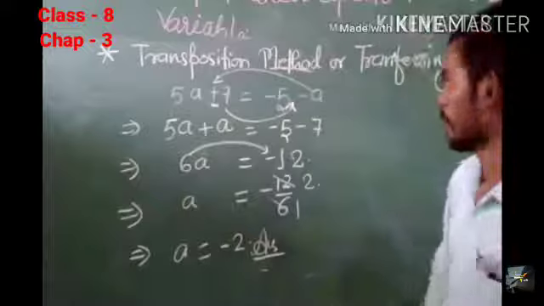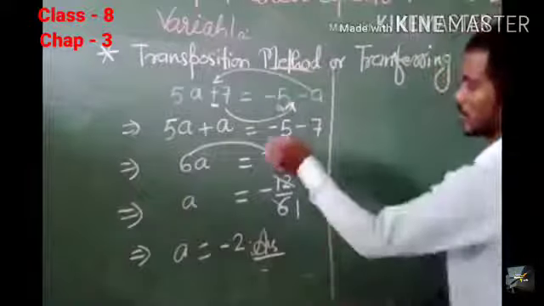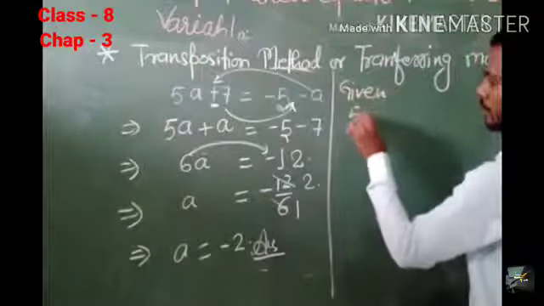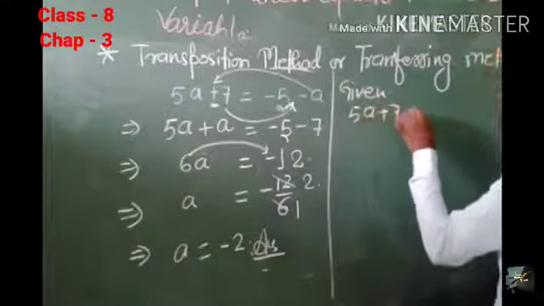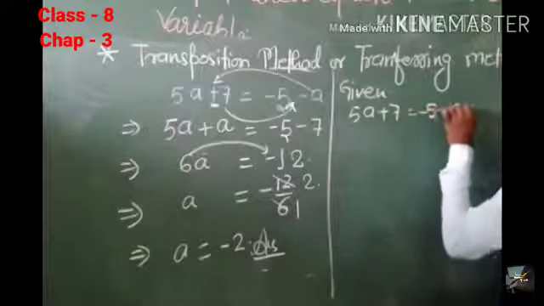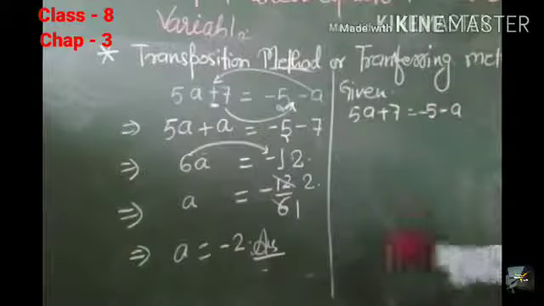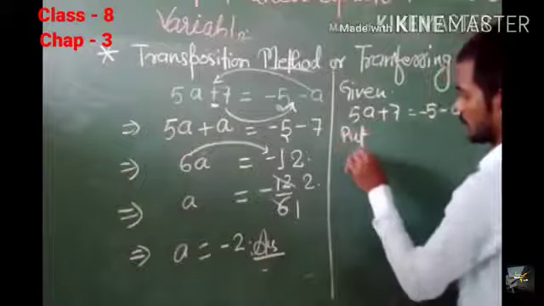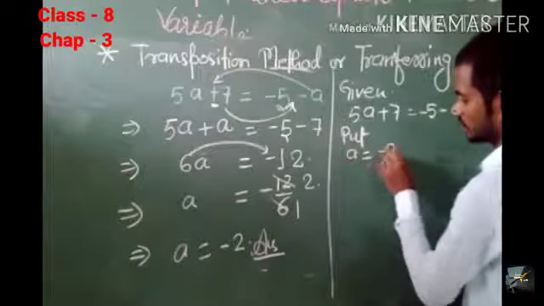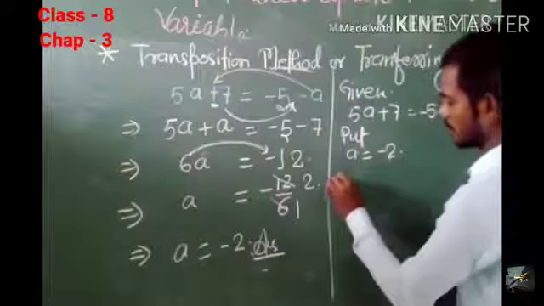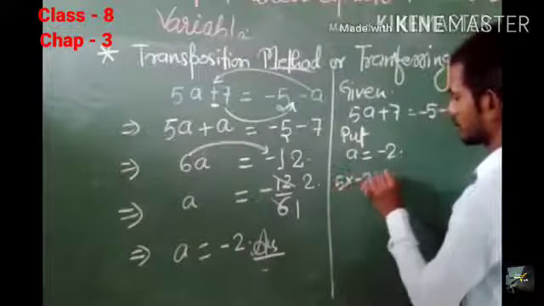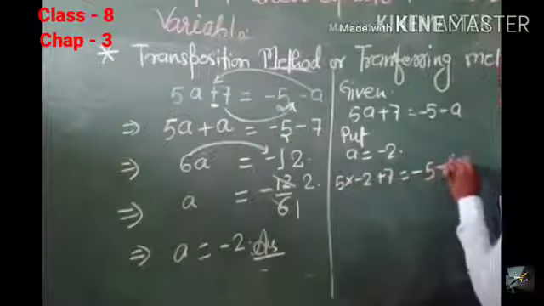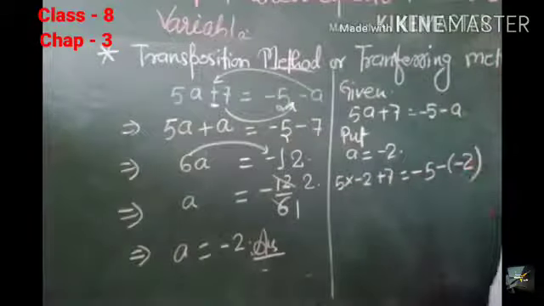Let us check our answer. The given equation 5a plus 7 is equal to minus 5 minus a. This is our given equation. Put a is equal to minus 2. We have 5 multiplied by minus 2 plus 7 is equal to minus 5 minus of minus 2.